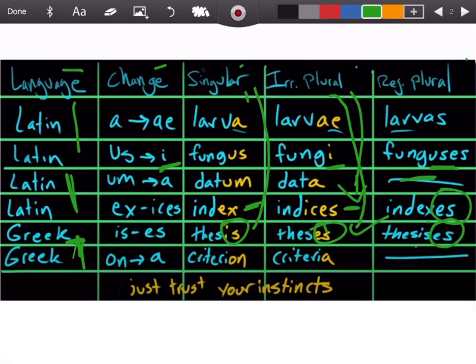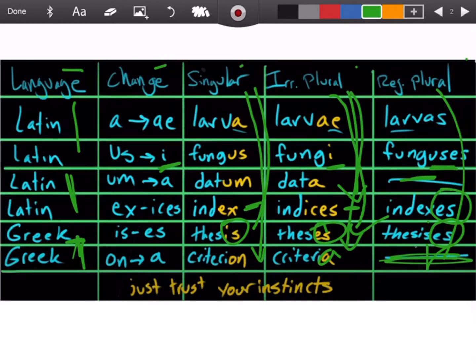The last Greek change is ON to A. When we have the singular, it is criterion, but we can move it to criteria. There's just an A transforming over there, and this one does not have a regular plural, so we just take the irregular plural. You just ignore this one too.